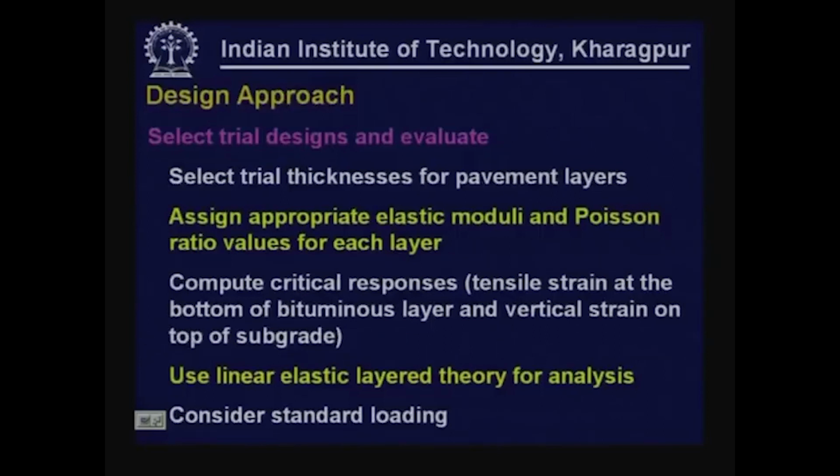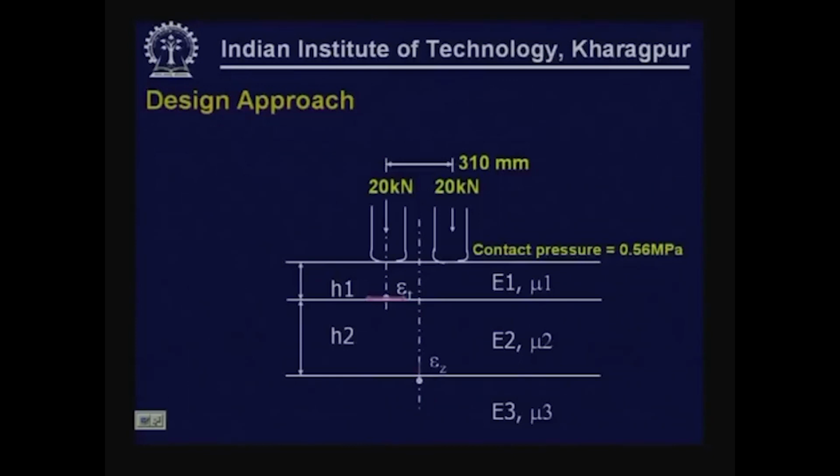Then compute critical responses. These are tensile strain at the bottom of bituminous layer and vertical strain on top of subgrade using elastic layer theory. That is what is indicated in the next point. Use linear elastic layer theory and consider standard loading conditions. So, this is how we analyze the selected pavement or trial design.